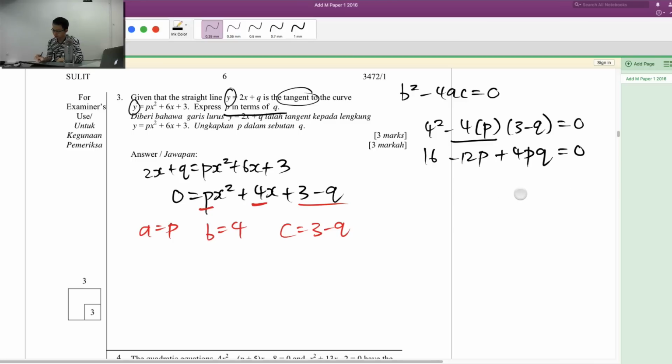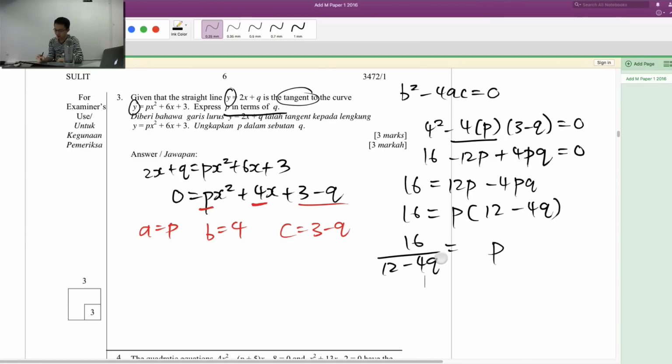Let me move p to the other side. I just love to do it like this. Minus 4pq, then I factorize out the p. So this will become 12 minus 4q, equals 16. So basically p equals 16 over 12 minus 4q. And I find out everything can divide by 4, right? So I will divide 4 here, and divide 4 here. I just simplify the equation. So it's basically 4 over 3 minus q. Okay, so far so good. This is how we find p in terms of q.